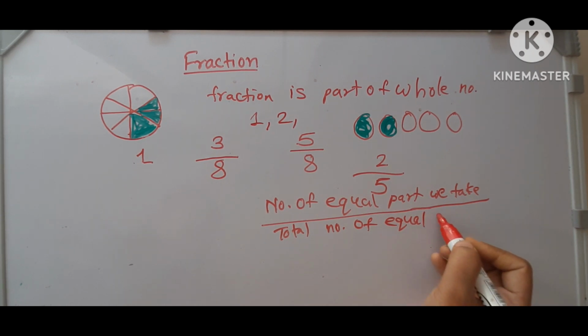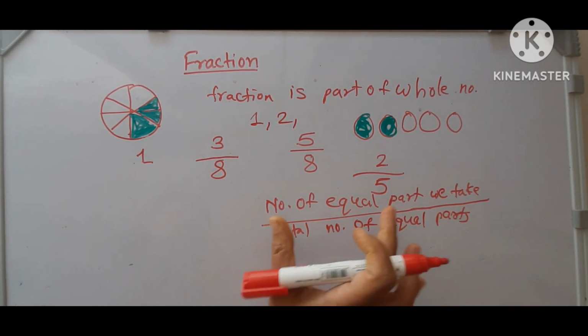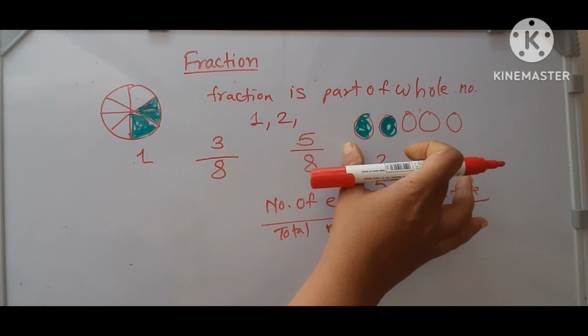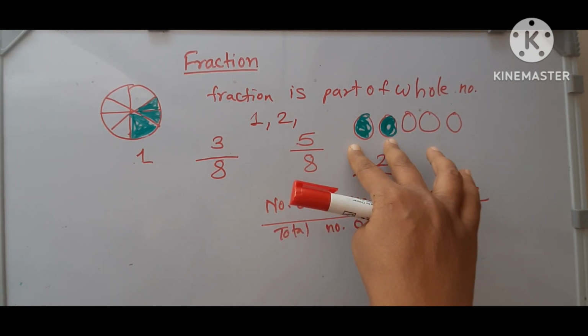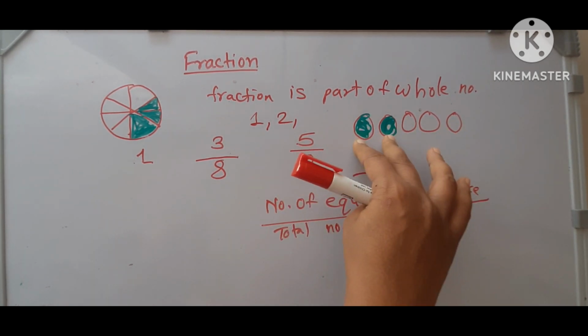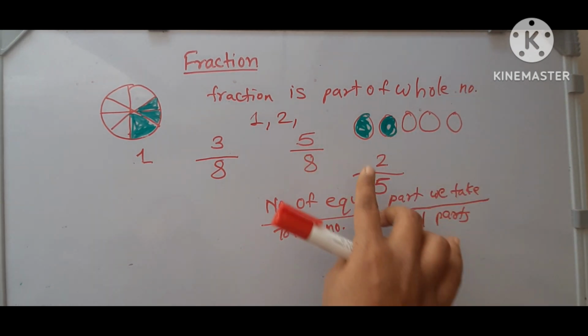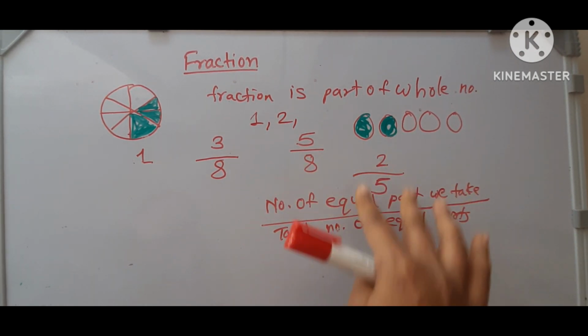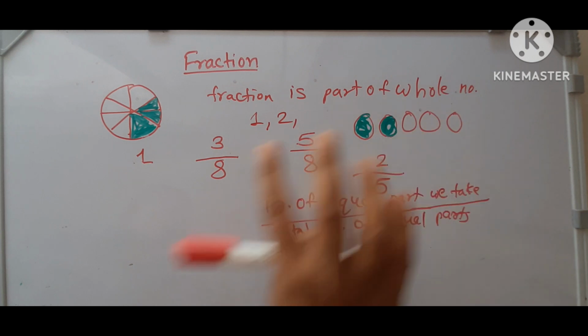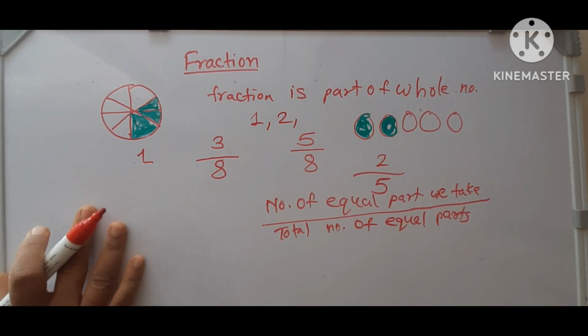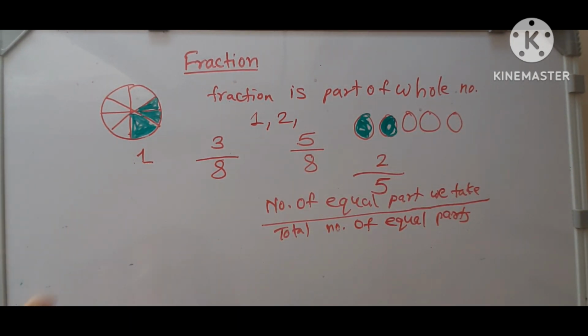What number of equal parts did we take here? In this example, we took the circles which are colored, so that is 2. And the total number of equal parts is how many total circles there are, which is 5. So I hope fraction is clear. A fraction is nothing but a part of a whole number.